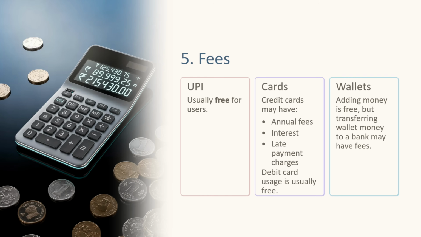Fifth comparison is fees. In case of UPI, it is usually free for users. In case of cards, credit cards may have annual fees, interest, and late payment charges. Debit card usage is usually free. In wallets, adding money is free, but transferring wallet money to a bank may have fees.